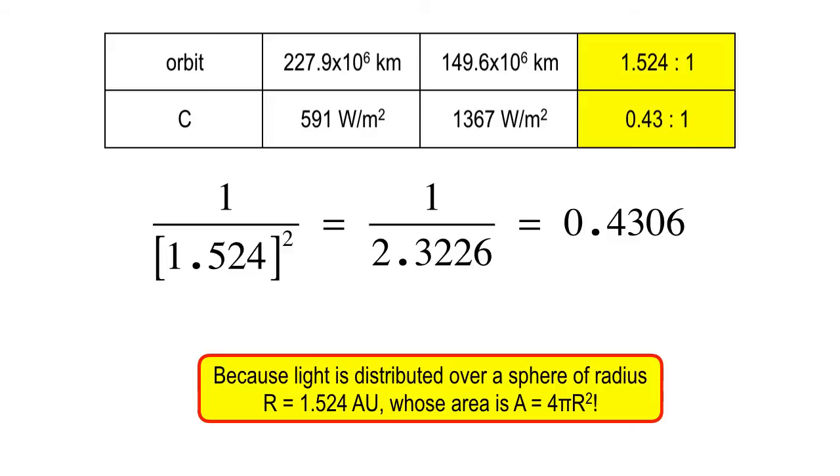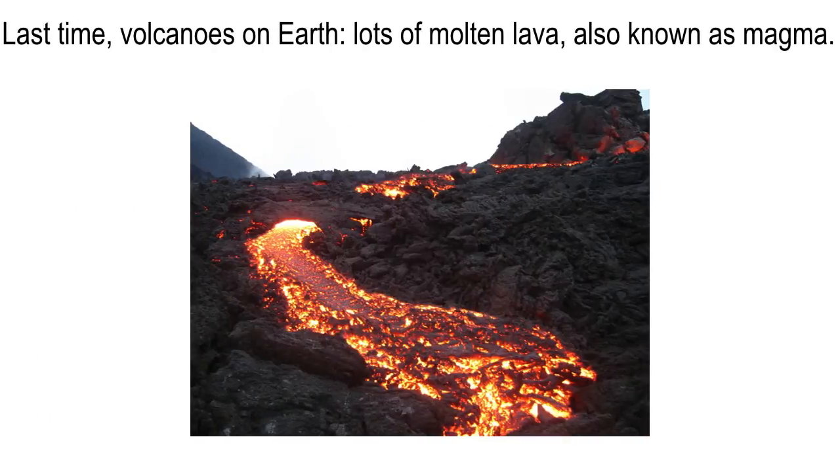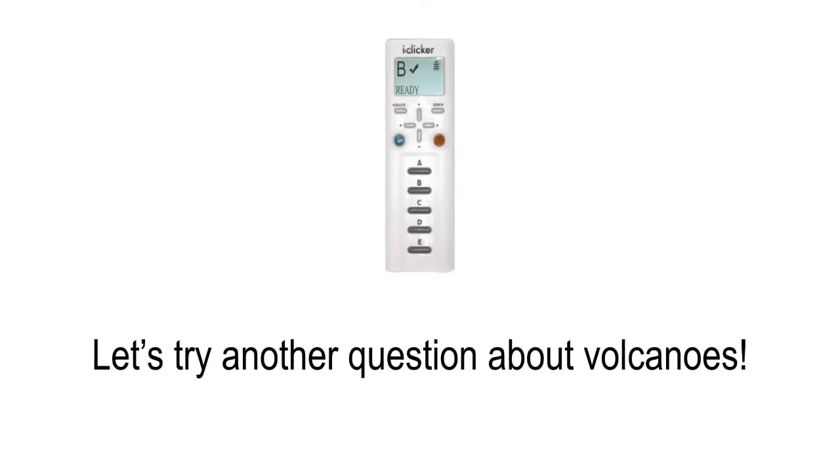It's kind of cool. Another thing that we talked about last time was volcanoes on Earth, and this thing known as magma, or in a monster movie on TV, molten lava. Magma is this hot molten rock that's stored underneath a volcano, and when the volcano blows, it tends to come blazing outward like this one. Now, I want to try another clicker question with you concerning volcanoes. So have your clicker ready, if you will.